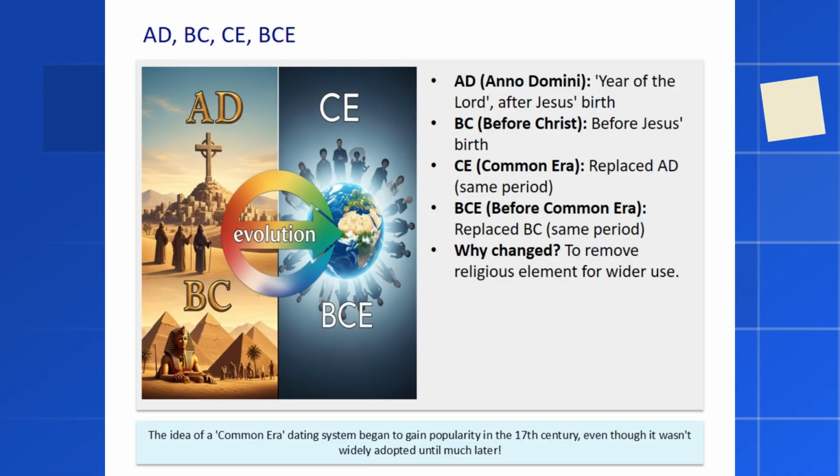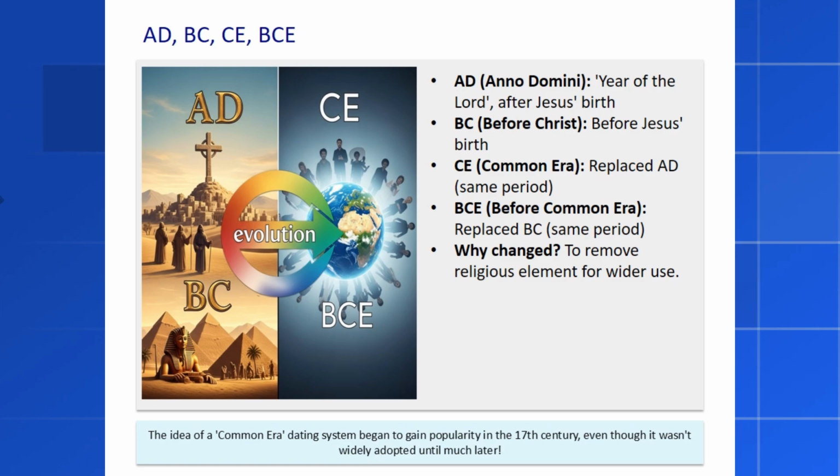However, as the Gregorian calendar became popular all over the world, it was adopted by many different cultures and religions. To make the dating system more universal and to remove the religious association, the terms were changed. AD was replaced by CE, which stands for Common Era, and BC was replaced by BCE, which means before the Common Era. So, CE and BCE refer to the exact same periods as AD and BC, but they use terms that are widely accepted by everyone, regardless of their religious beliefs. For example, dinosaurs lived in BCE, while India gained independence in CE.